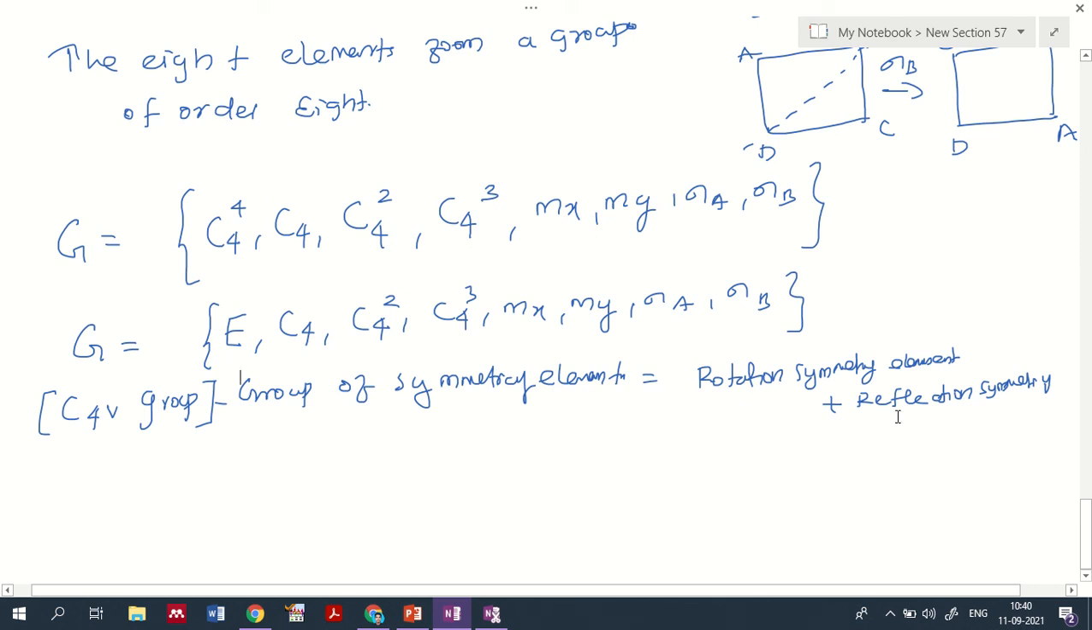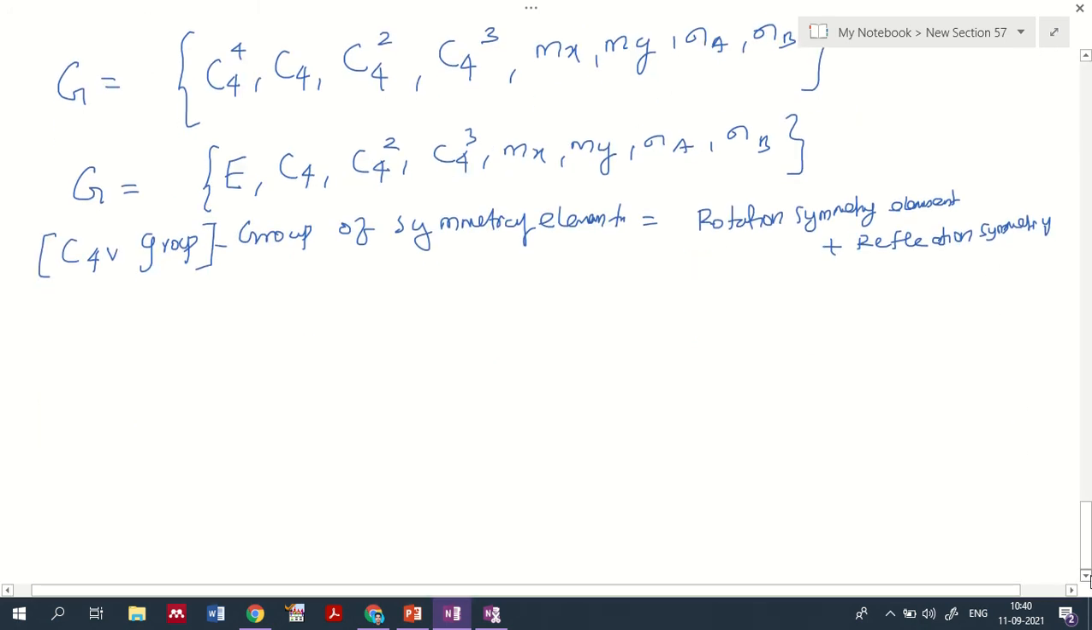Now let me verify whether this is a group or not. I have to verify that also, right? I have said that these are the 8 elements of a particular group, a group of symmetry elements. Now I have to verify whether this is a group or not. So for verifying that, first we have to check whether all the values are constituting, that is the closure property. So let me say property 1: it is about the closure property.